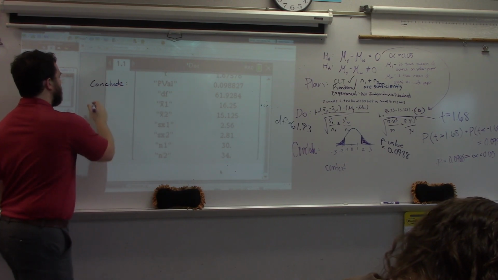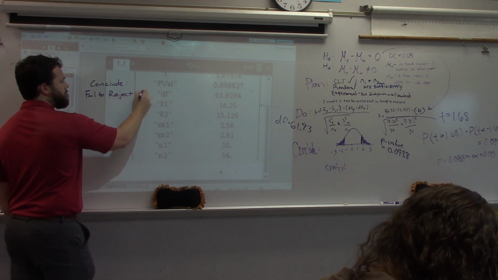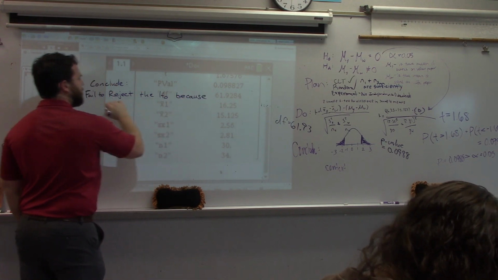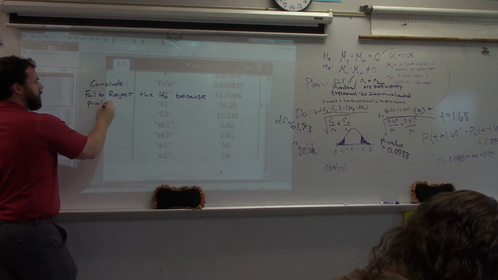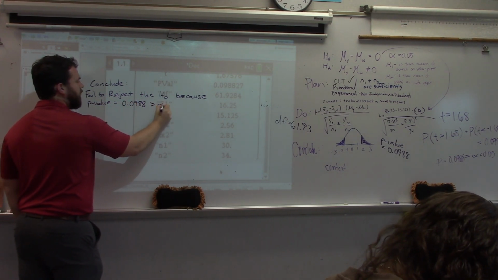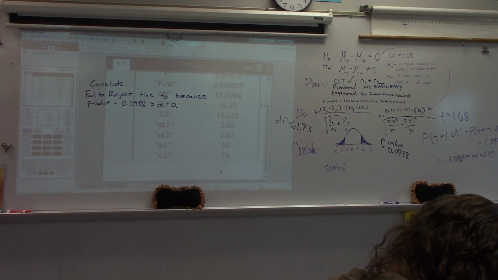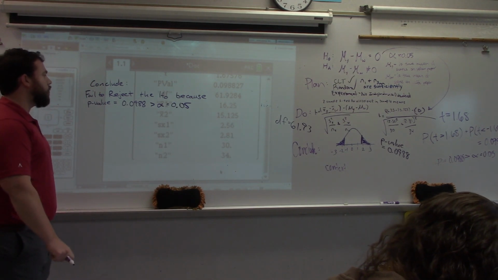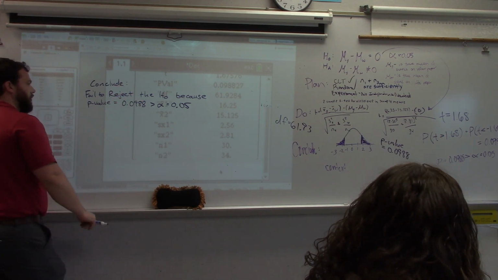We fail to reject what? The null hypothesis. Now, could you include context here? Yes, I just make it simple though. Fail to reject the null hypothesis because the p-value equals 0.0988, which is greater than alpha equal to 0.05. Actually, what was our alpha in this one? It did not specify, so we assume 0.05. Now, if it was 0.1, what would we do? We would reject, but if alpha is not stated, alpha 0.05 is safe to assume.